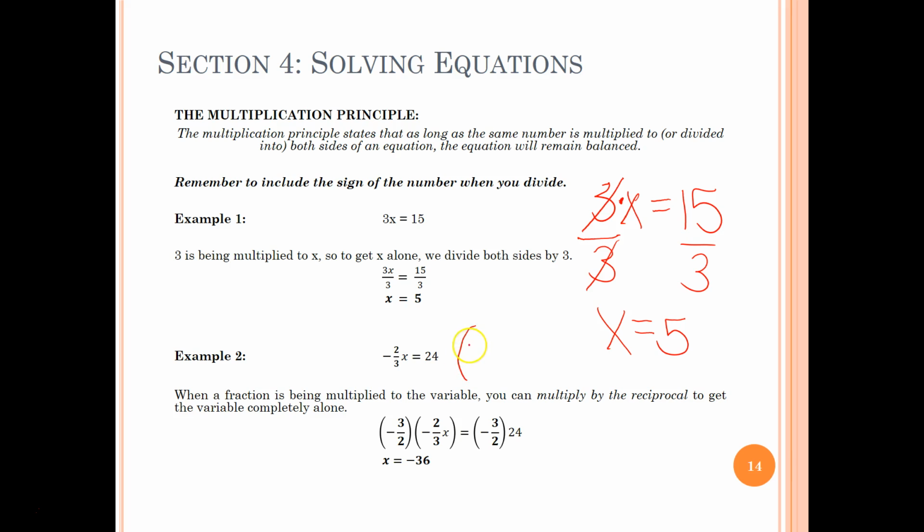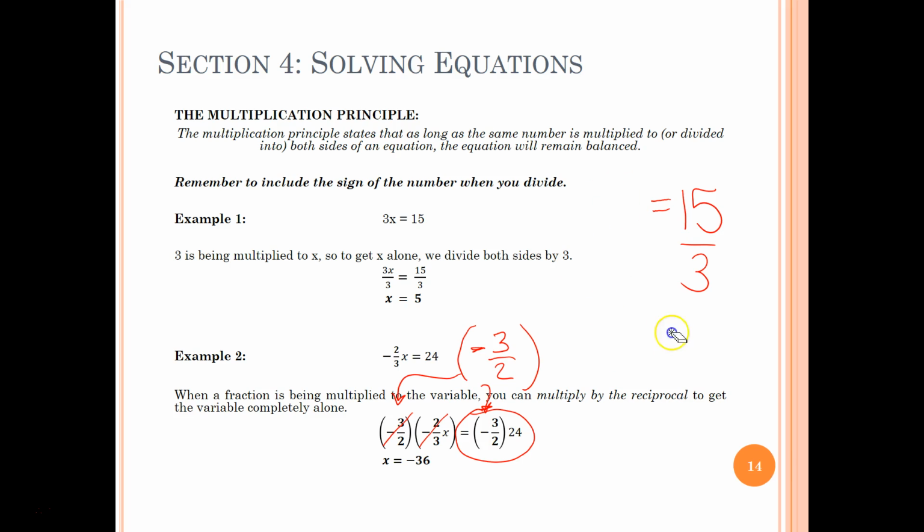The reciprocal of negative 2/3 is negative 3/2. So I'm going to multiply both sides of the equation by that reciprocal. Notice any number times its reciprocal cancels to 1. And that's how we get x by itself on one side of the equation. Now we can just put this in our calculators and do it with a little more ease than simply dividing by negative 2/3. Both ways work. This way is just a little more convenient for calculations.